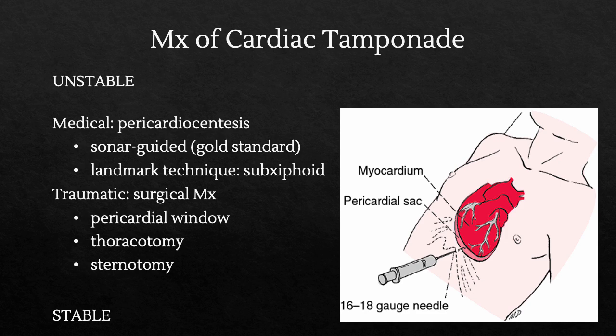You have one of two options. You can either do it echo-guided, which is the gold standard, or if there is no sonar available, you can do subxiphoid percutaneous drainage using the anatomical landmarks, but this is obviously a lot more risky. After doing the needle pericardiocentesis, the patient does need definitive management, which is provided by surgery, by either doing a pericardial window in the patient or by doing a thoracotomy.